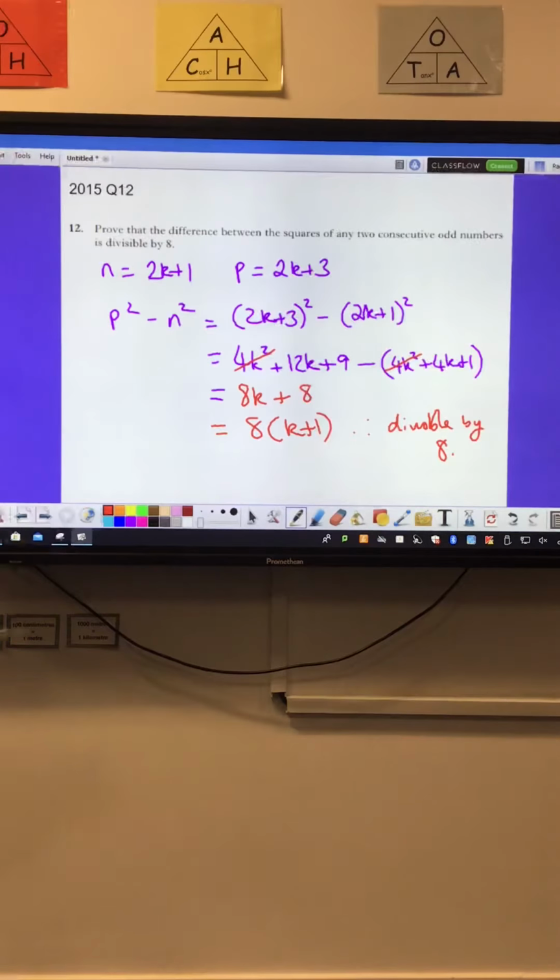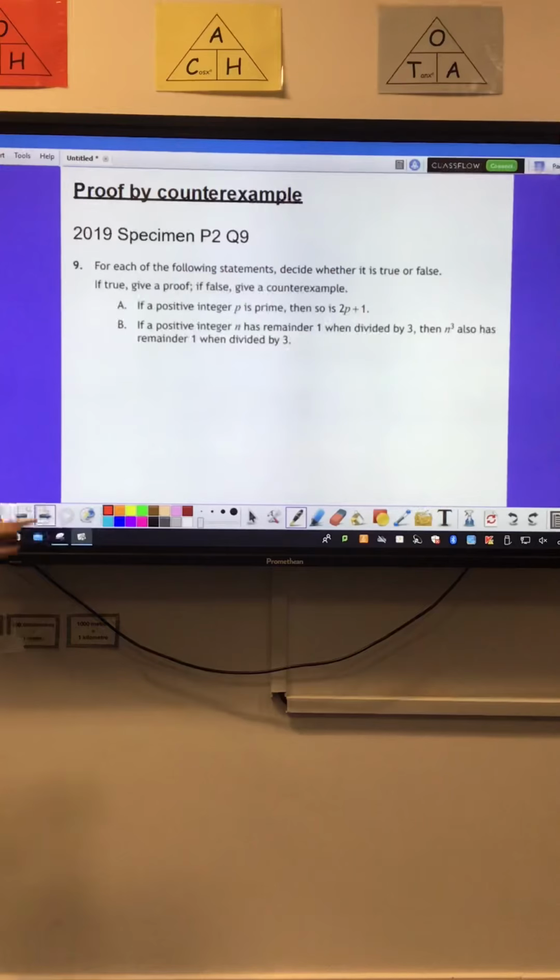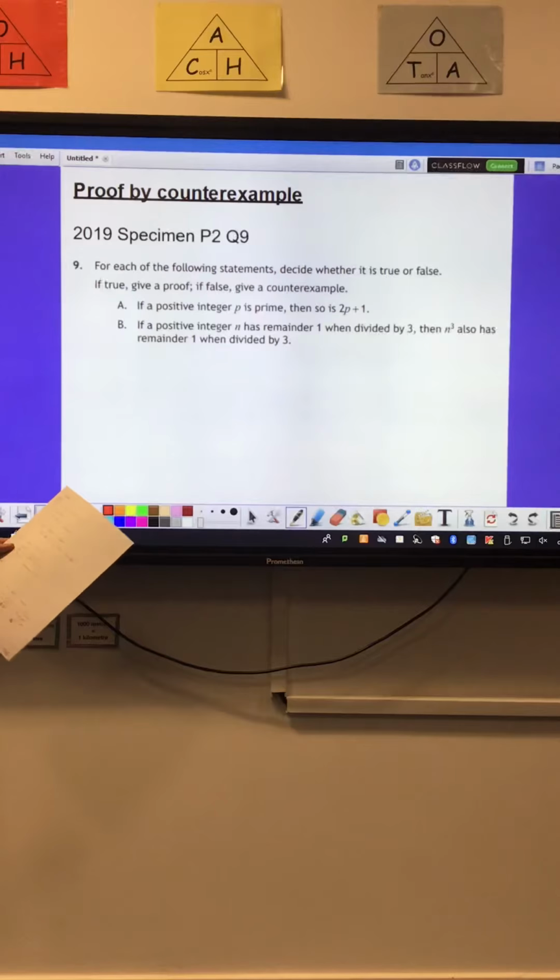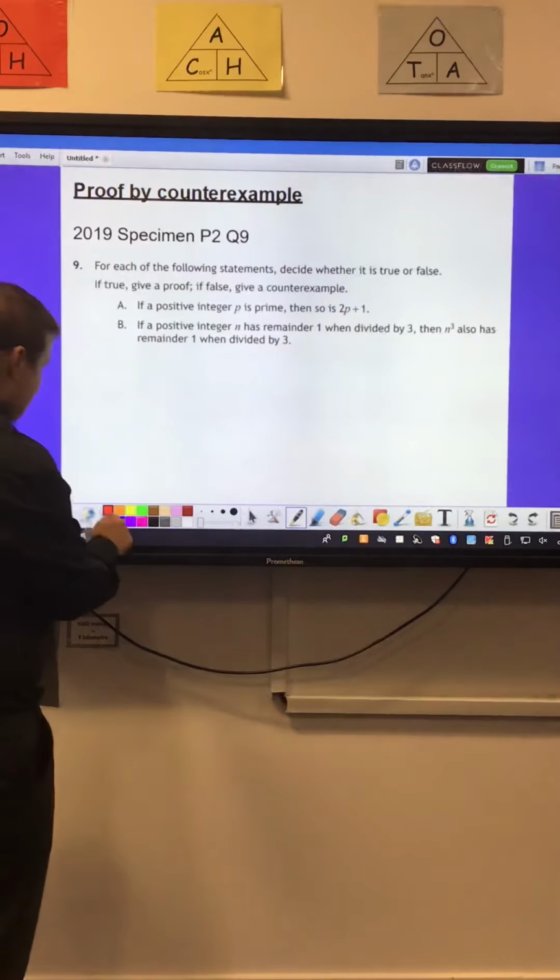So that's some direct proof examples. We're now going to have a look at proof by counter example. So for each of the following statements, decide whether it's true or false. If true, give a proof. If false, give a counter example. So I think that the top one is definitely false, and we're going to prove that the second one is actually true. So part A.